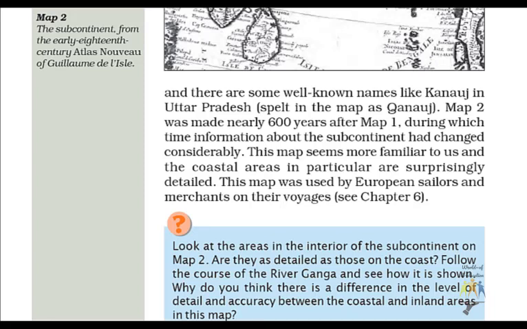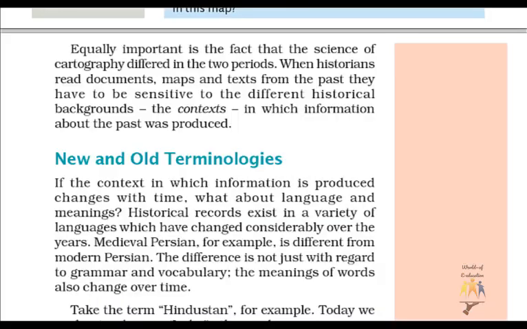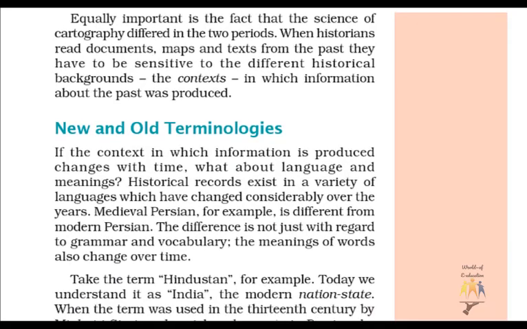Look at the areas in the interior of the subcontinent on Map 2. Are they as detailed as those on the coast? Follow the course of the river Ganga and see how it is shown. Why do you think there is a difference in the level of detail and accuracy between the coastal and inland areas in this map? Equally important is the fact that the science of cartography differed in the two periods.